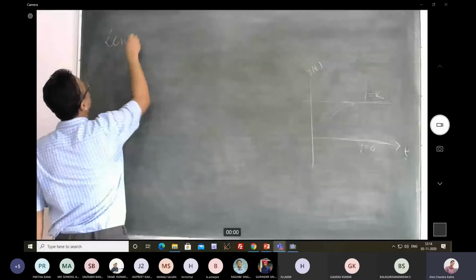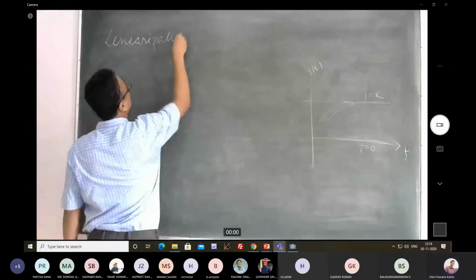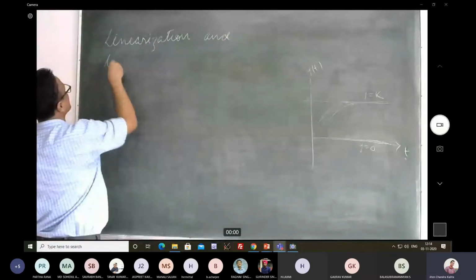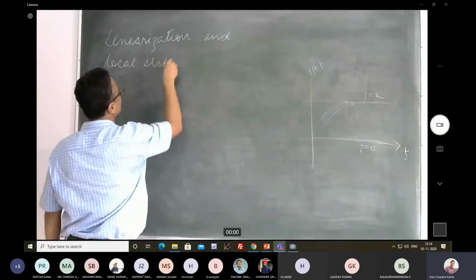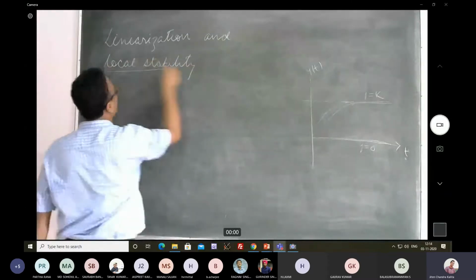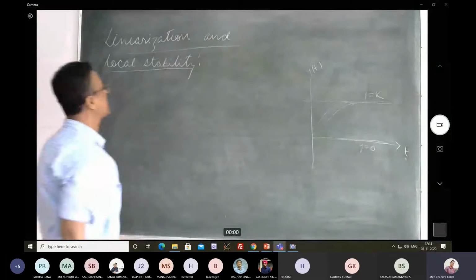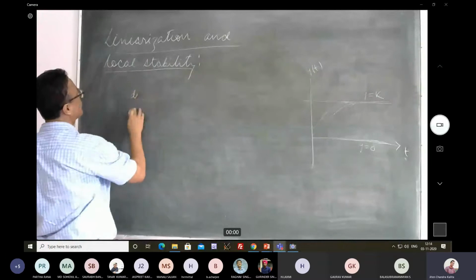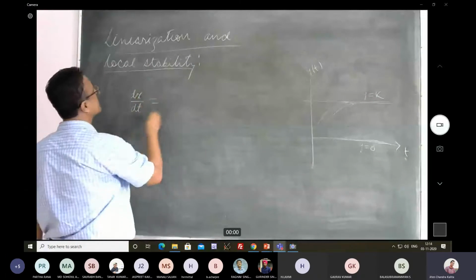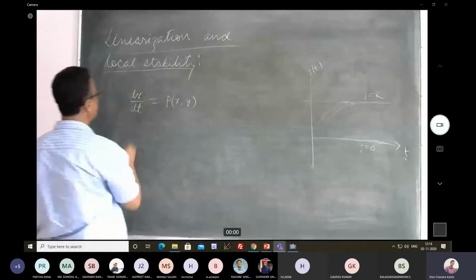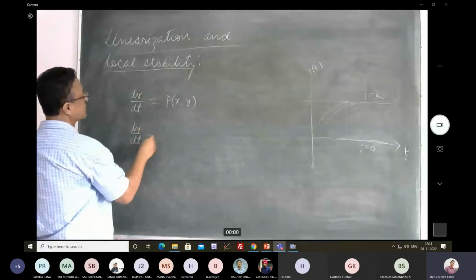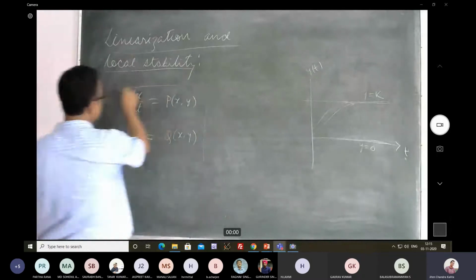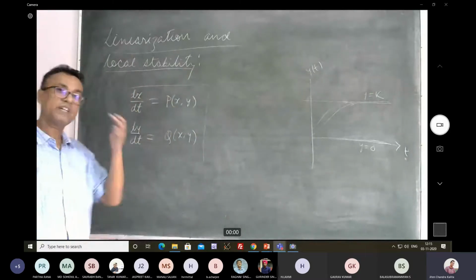So I was in linearization and local stability. So how is it different from the stability of a linear system? Suppose eventually I want to get into this: dx/dt equals P of (x, y) and dy/dt equals Q of (x, y). Okay, so this is an autonomous system, although of course it is a planar autonomous system.